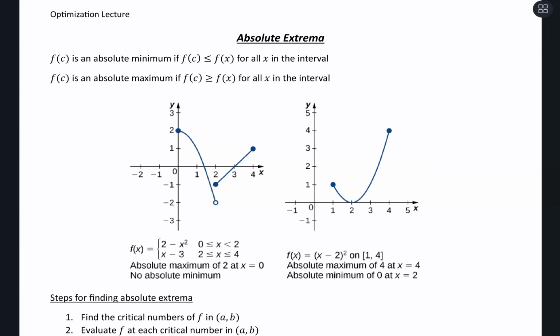What's the interval that we're looking at? Are there any discontinuities within that interval or asymptotes? So we need to be careful of a few scenarios here. So absolute minimum will be the absolute smallest output value. Absolute maximum will be the absolute largest value on the interval that we're looking at.